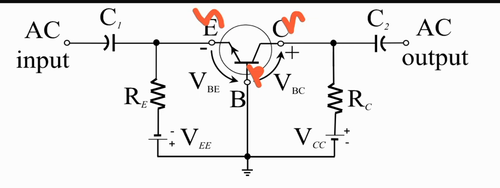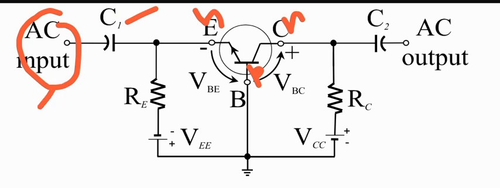Now we see that the AC input is applied to this circuit. This capacitor C1 will filter out the DC component present in this AC input signal, and then a pure AC comes at this node right over here. Now, in order for this circuit to work as an amplifier, along with the AC signal you need to bias the circuit with the DC voltage sources.